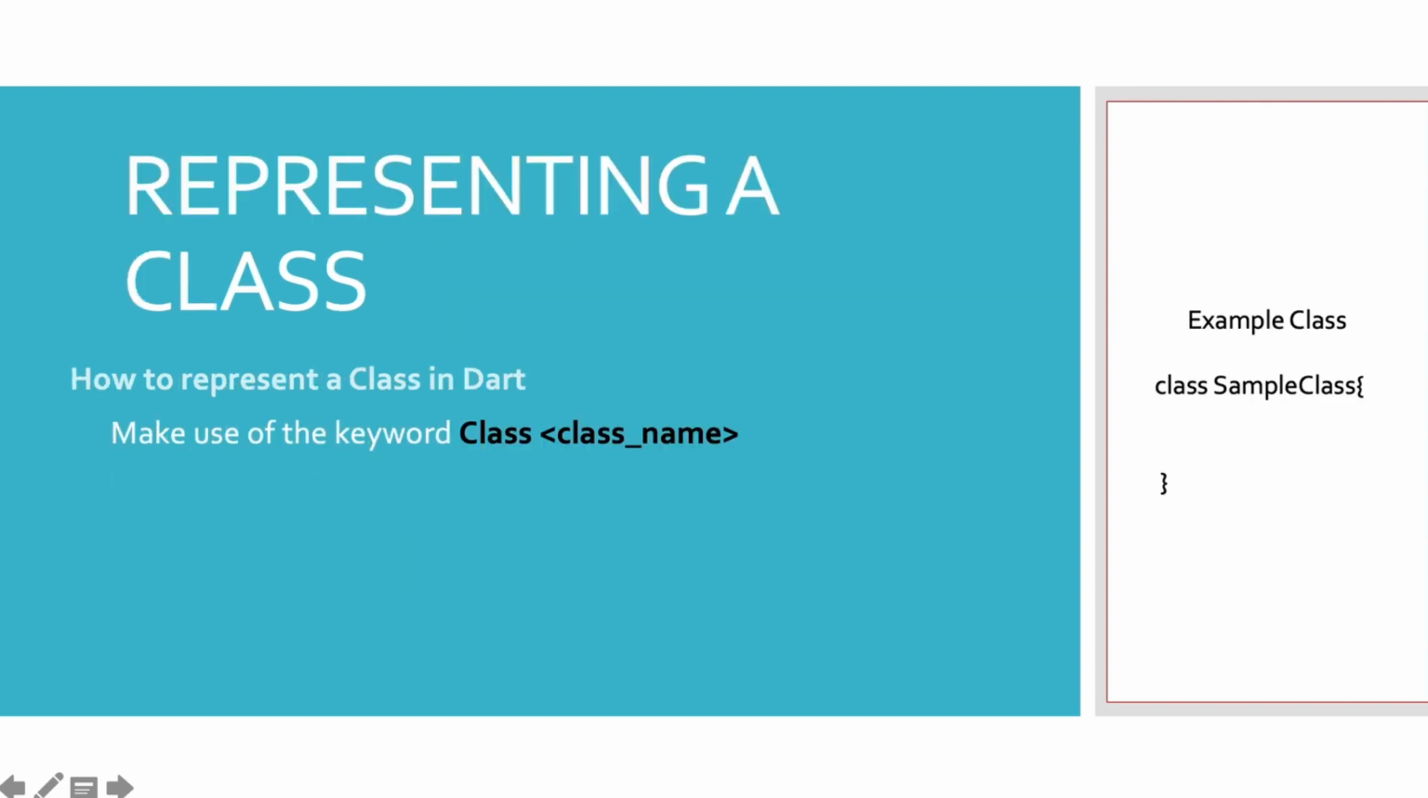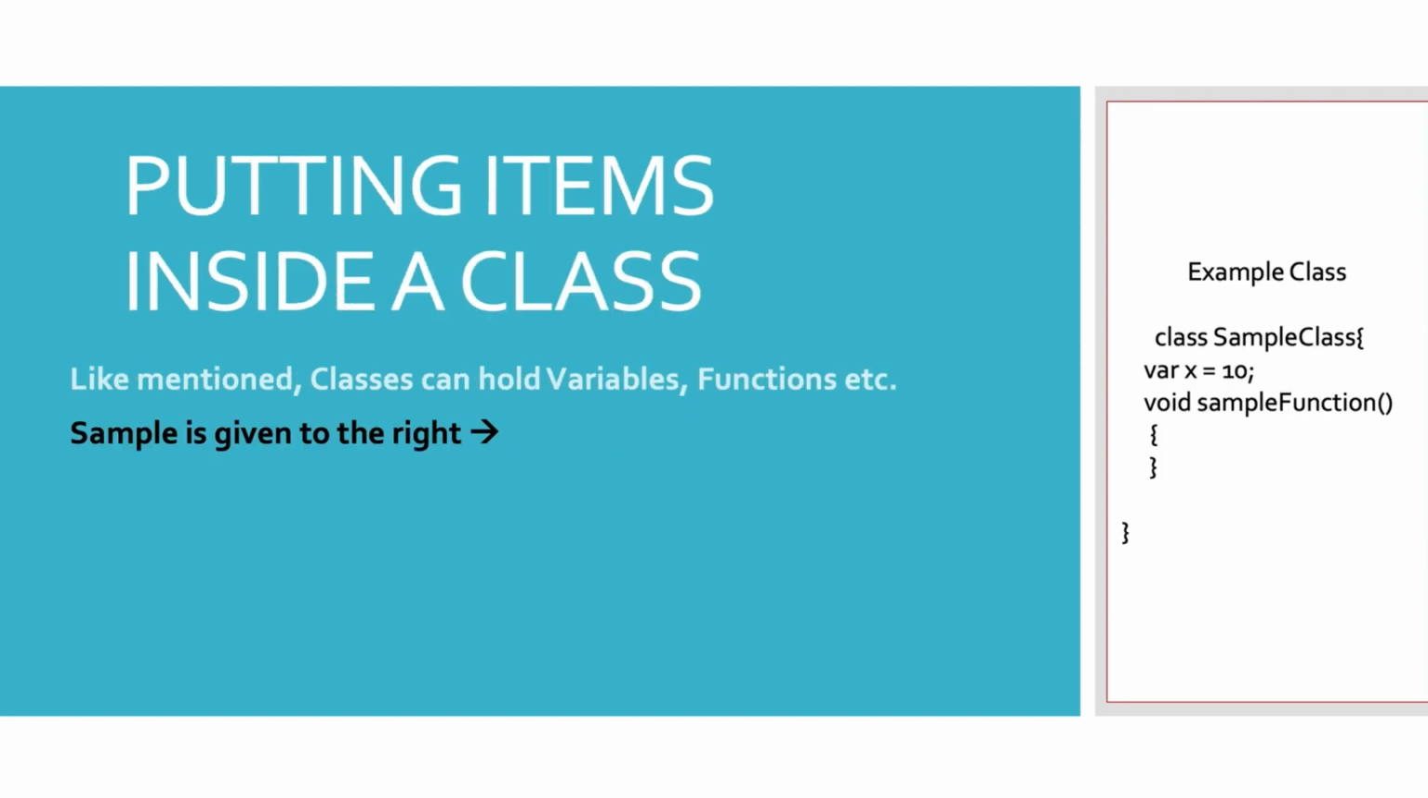Representing classes is really simple. Just use the keyword lowercase class followed by the class name. You open and close your curly brackets, and that's the definition of a class. As you can see to the right, I've written a simple sample class, with open and close brackets, and we have just bound a class with a class name called SampleClass. How do you put an item inside SampleClass? I've written a simple example again to the right. I've written a simple variable x equal to 10. I've also written a simple function called sampleFunction.